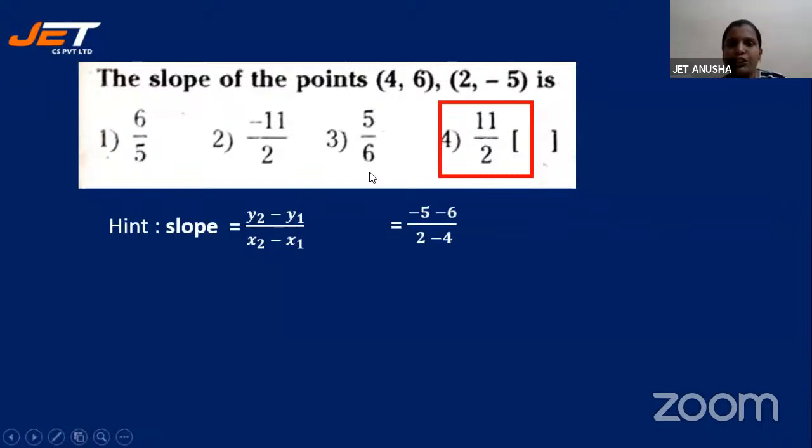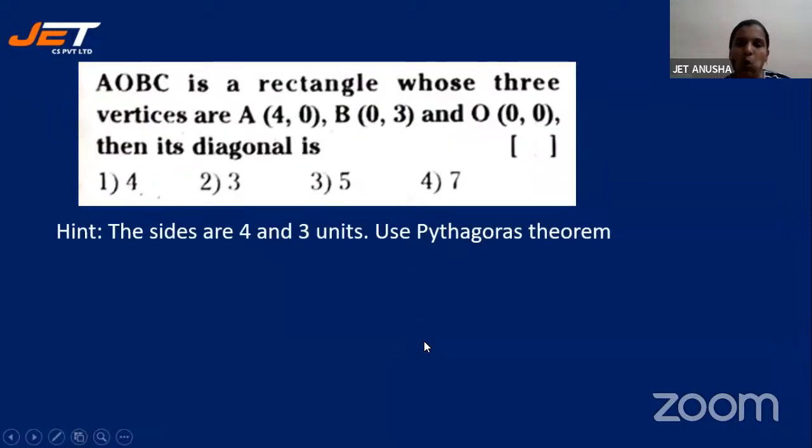So here we are substituting in place of y2 y1 and x2 x1. So the answer will be minus 5 minus 6 by 2 minus 4. Minus 5 minus 6 is nothing but minus 11 by 2 minus 4 is minus 2. So minus minus gets cancelled. We'll be left with 11 by 2.